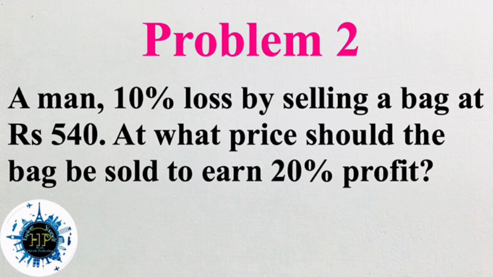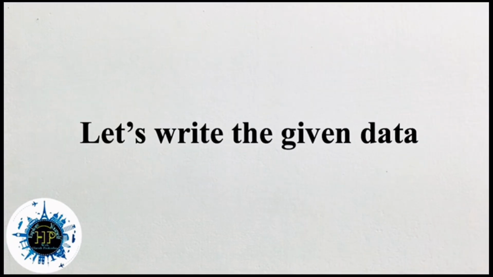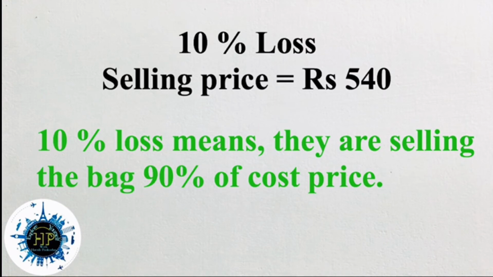That's the question. So let us write the given data. Here 10 percentage loss is there. Then one more thing, the selling price is already given, that is 540. 10 percentage loss means 90 percentage of cost price. If you are selling at 90 percentage of cost price, then the 10 percentage will be the loss.